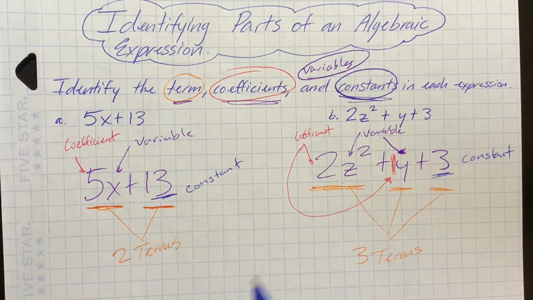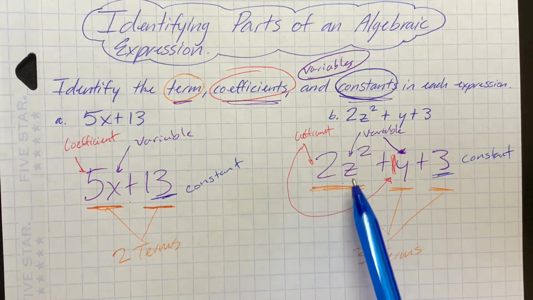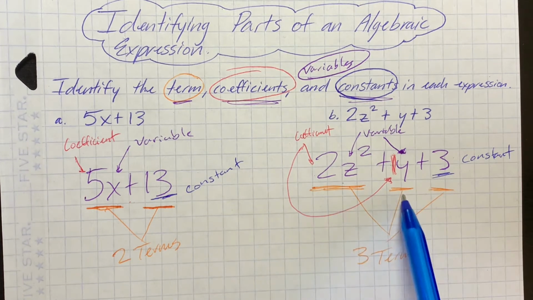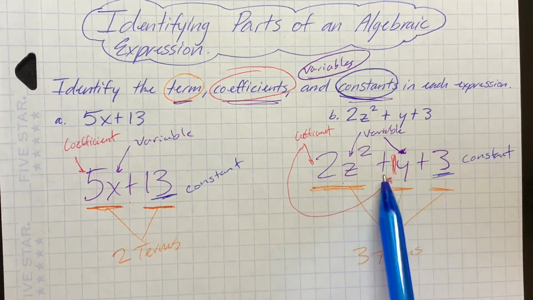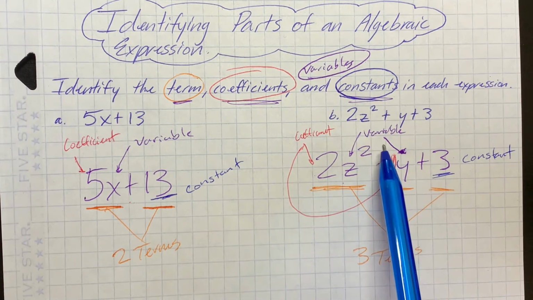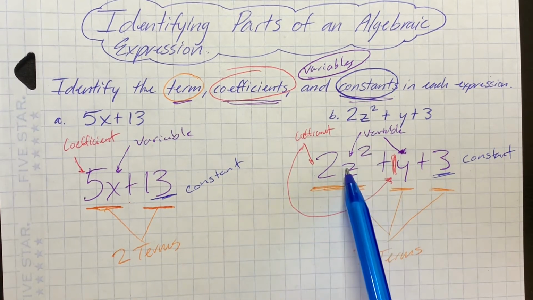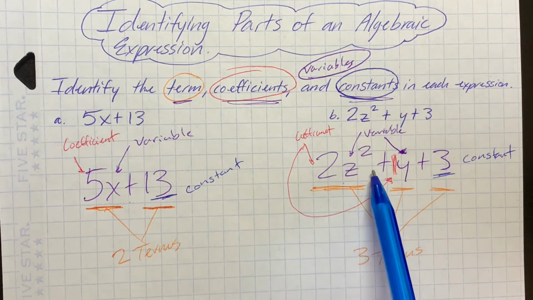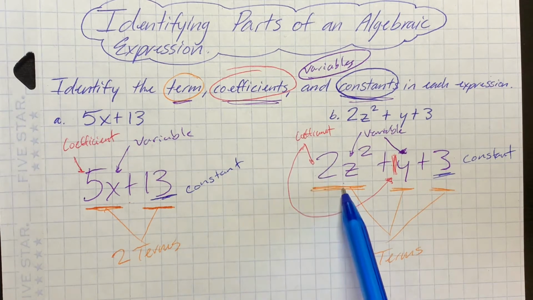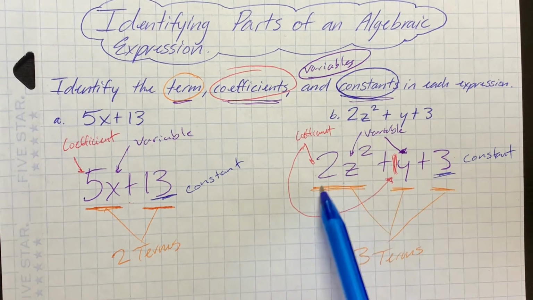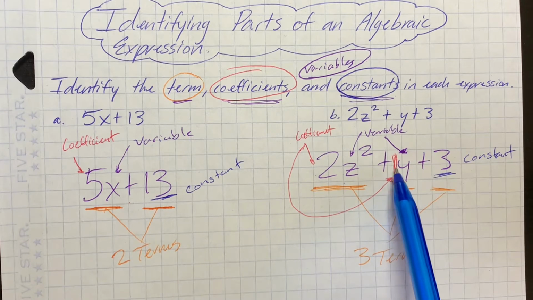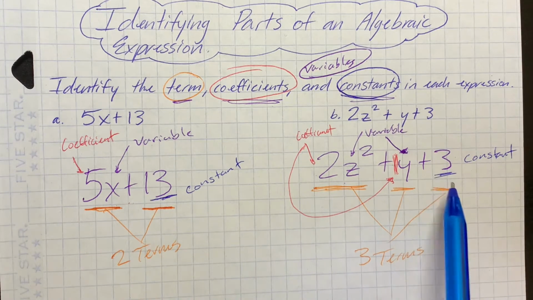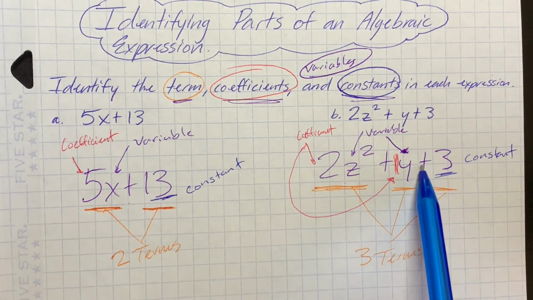Okay. On the other algebraic expression, 2z squared plus y plus 3, you have 1, 2, 3 terms separated by the addition symbols. The alphabets, or the variables for the unknown value, are z squared and y. So you have 2 variables. Your coefficients, the numbers right by the variables, are 2 by 2z squared, and 1 right by the y. There's always a 1 there, by the way. And then lastly, your constant is 3, another term that's by itself, separated by the addition symbol.